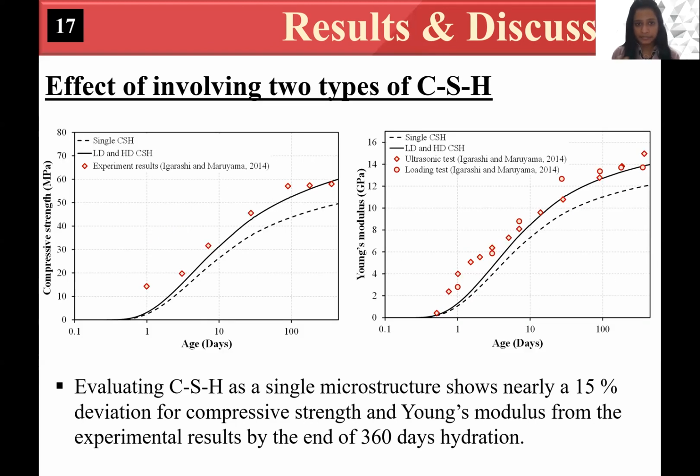This figure shows the effect of involving two types of CSH. As you can see, the predicted results considering a single CSH matrix show approximately 50% deviation of compressive strength and Young's modulus from the experimental results by the end of 360 days of hydration.